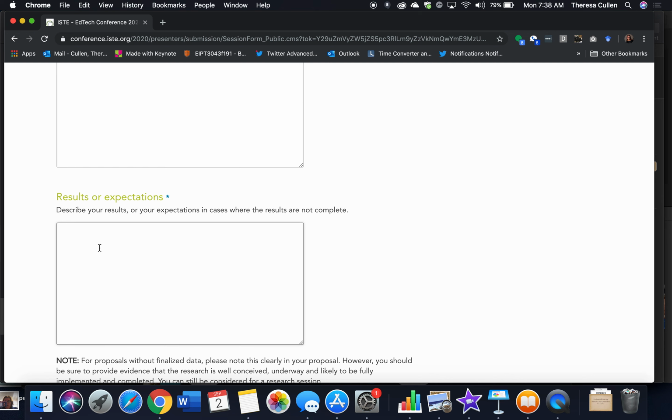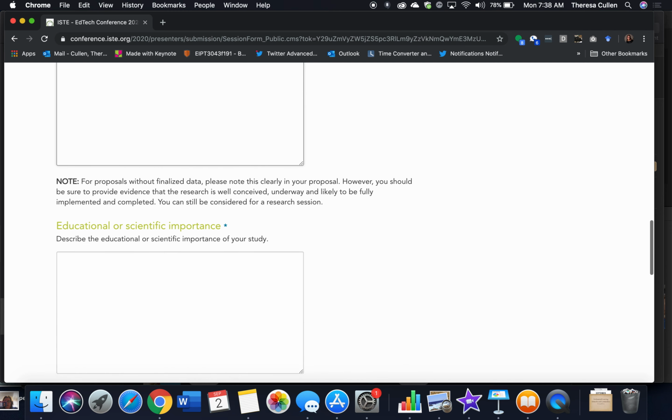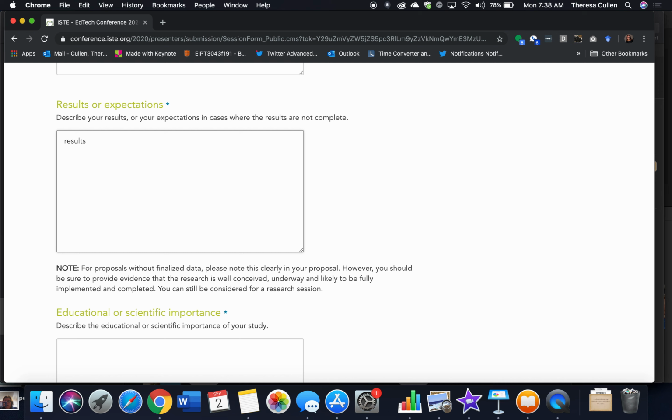Next, research results or expectations. Most importantly is that we understand that you're submitting this proposal in September for a conference that occurs in June. But the idea is your research is far enough along that you can talk about the results that you have, or preliminary results, or trends that you're starting to see, or what you expect to find. Results are important, and we don't want people canceling at the last minute.